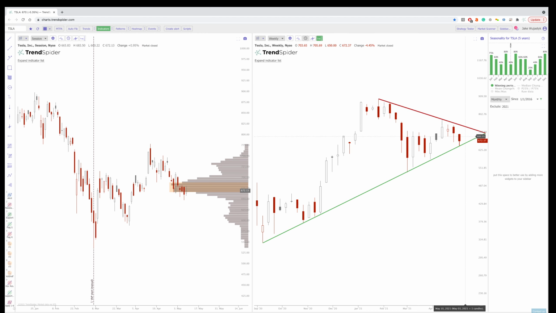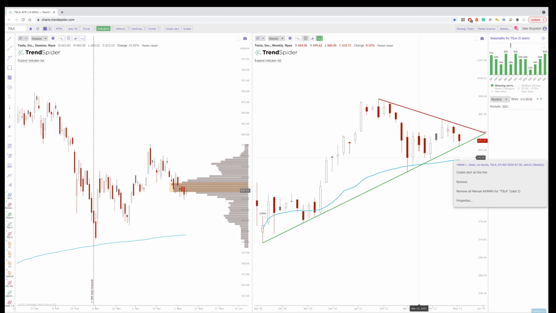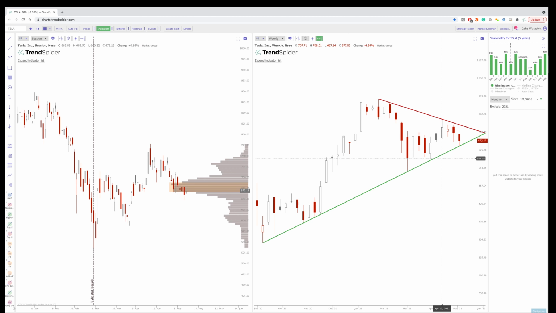If we break down, we would definitely have to look below, maybe at this anchored VWAP from the start of this area around, let's say, 590 or so. So just remember, anchored VWAPs are great to use if you are watching trend lines break down and watching for the next level below. So that is Tesla.